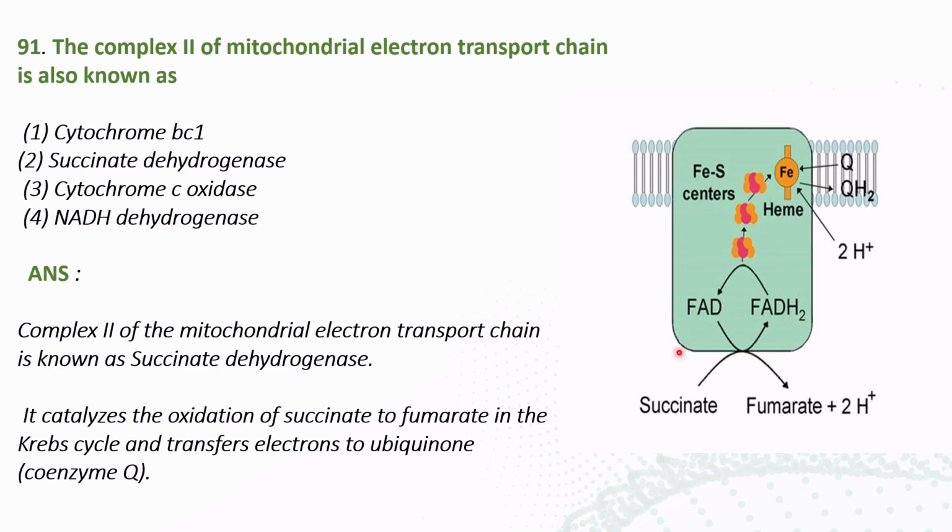The main reaction here is the conversion of succinate into fumarate with the help of succinate dehydrogenase. That's why this complex is also known as succinate dehydrogenase. So the right answer here is succinate dehydrogenase, for complex 2 of the mitochondrial electron transport chain. Okay, we'll move on to the next question.